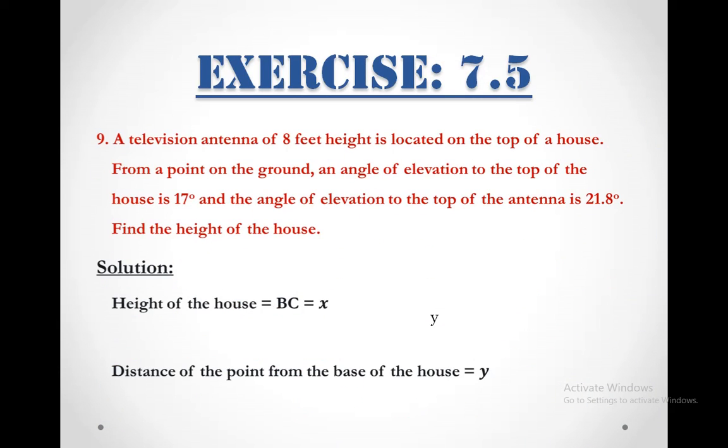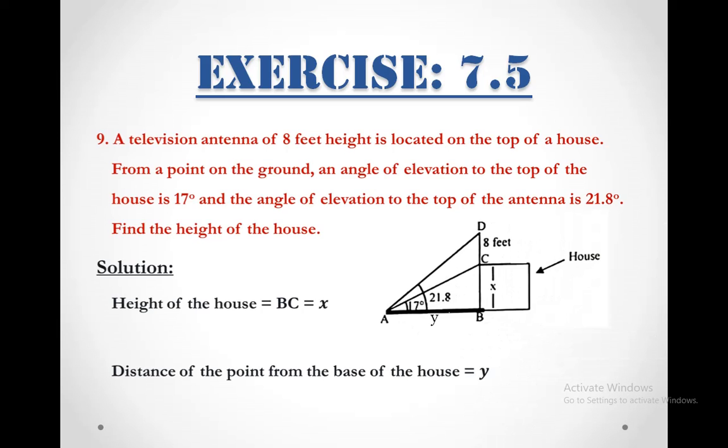The statement says a television antenna of 8 feet height is located on the top of a house. The question is related to our daily life as well. From a point on the ground, the angle of elevation to the top of the house is 17 degrees and the angle of elevation to the top of the antenna is 21.8 degrees. We are asked to find the height of the house. Before starting our solution, we need a neat and clean diagram. You can see the diagram over here.